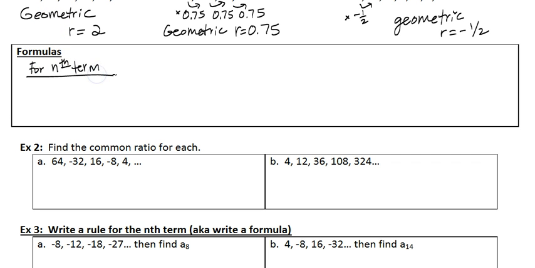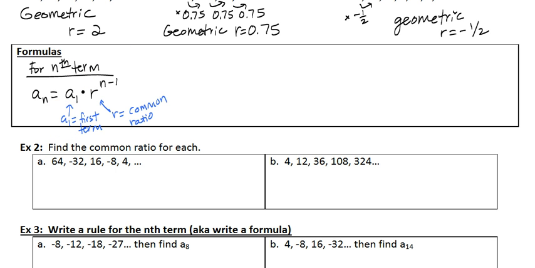So a rule for the nth term this time is a sub n equals a sub 1 times r to the n minus 1 power. Just like last time, a1 is the first term. This time r is that common ratio I was talking about. And then a_n is term n, and n is whatever term I plug in for a_n.